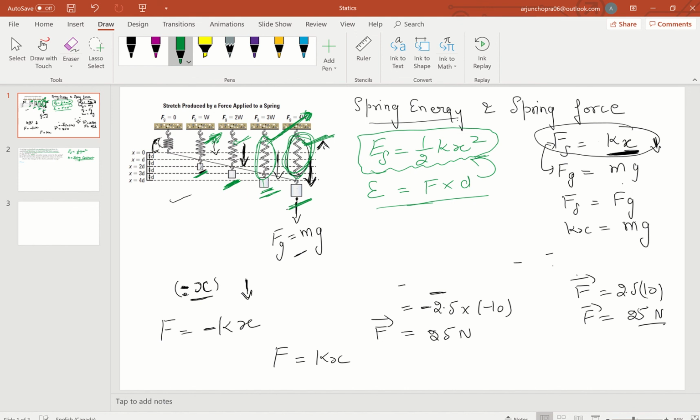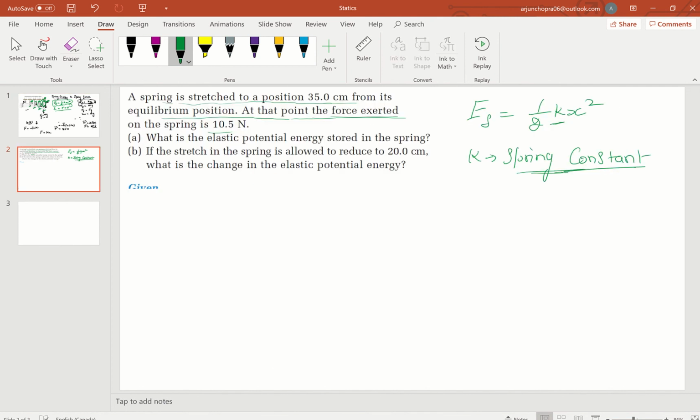So that spring constant will depend upon whether it's made up of steel or iron or any other material. Springs are never made up of plastics. Okay, so let's go back to this question now.